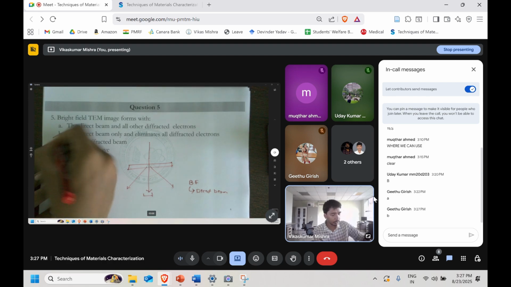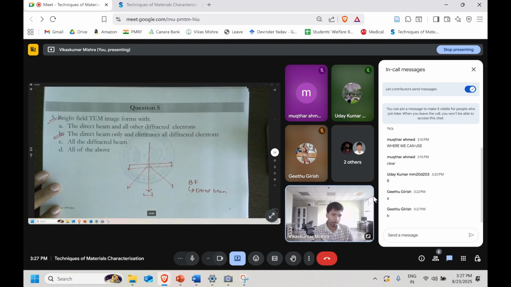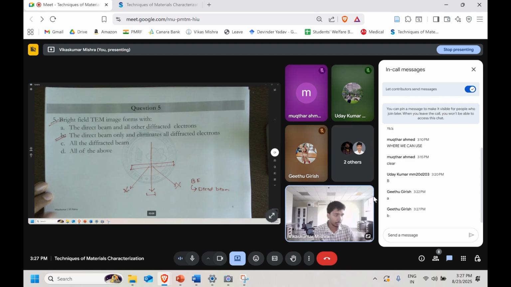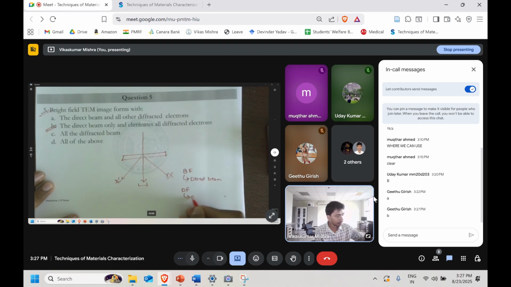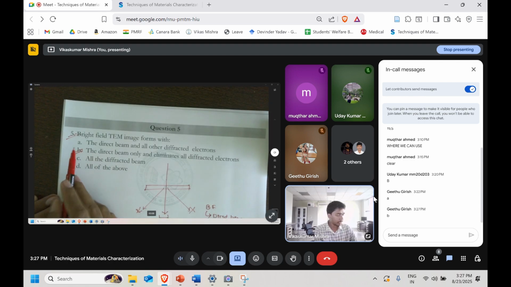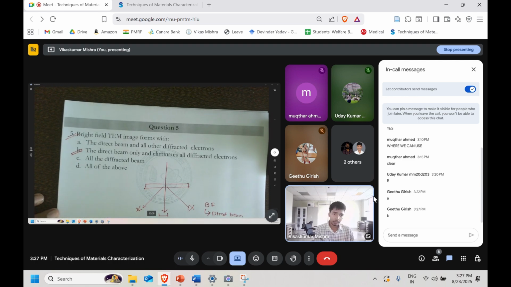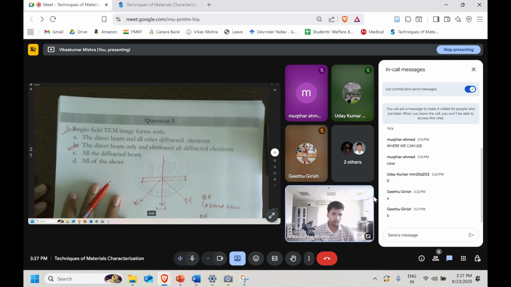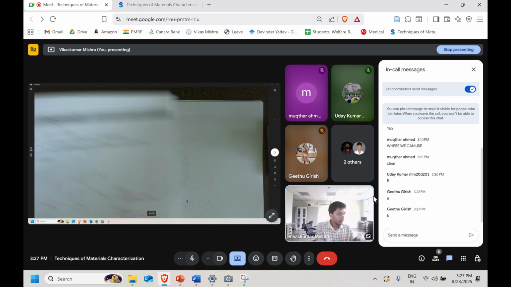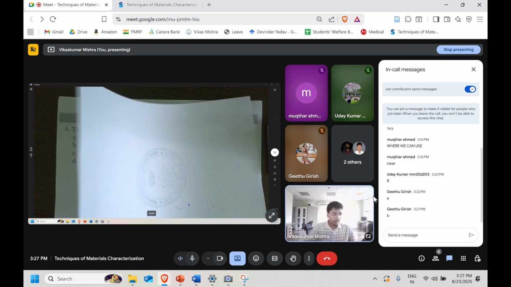Very good. The right answer is option B. We are only using the direct beam. This diffracted beam we are not using at all. When will we use them? In the dark field. In the dark field, we will use the diffracted beam. So this is more or less related to the week 4 content that has been discussed. Just for revision, I put it here. Okay, let's go to the next question.